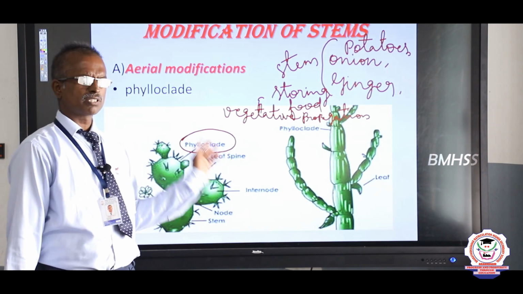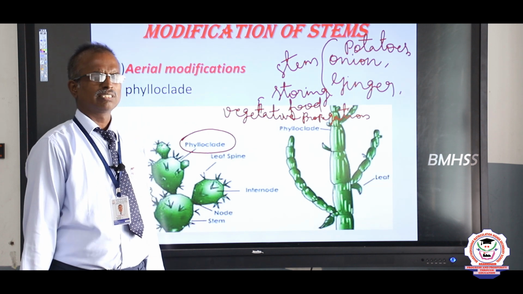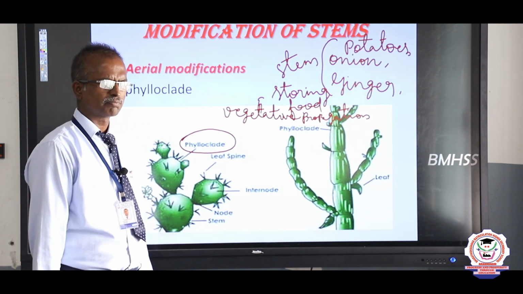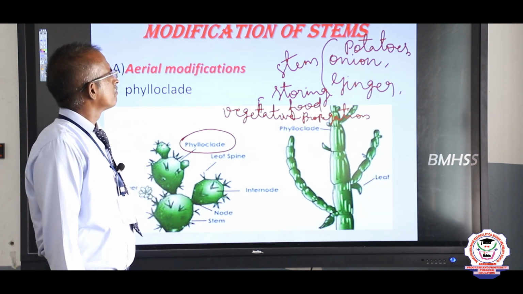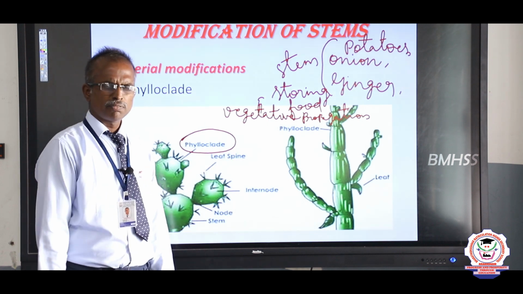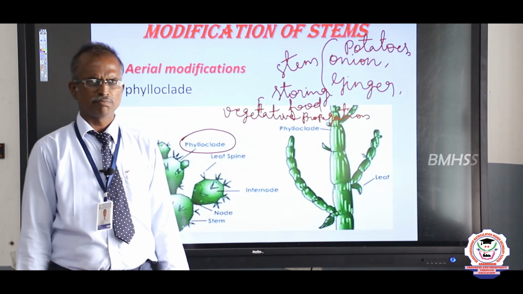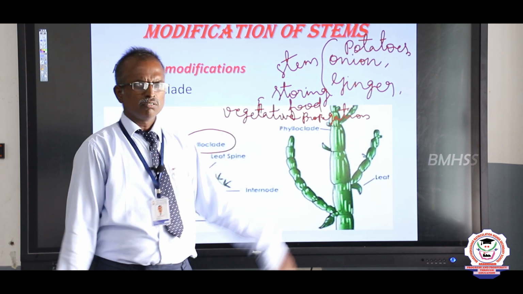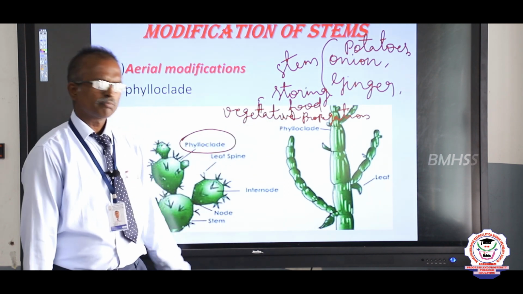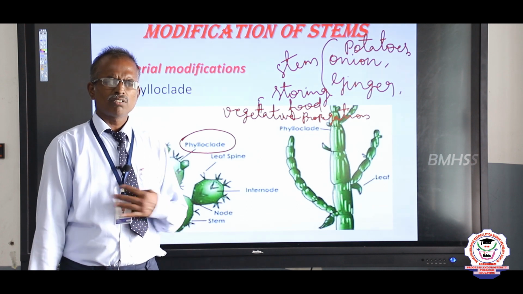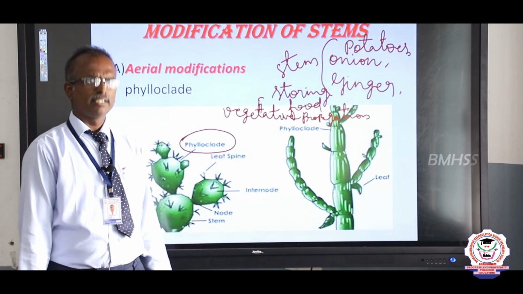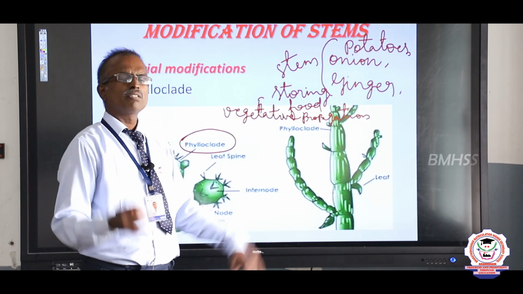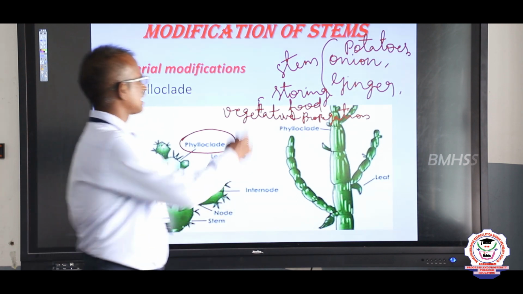Today we are going to see the second part, 7th standard Samacheer, the modification of stem. Before going to the modification of the stem, can you guess potato, onion bulb and ginger? What are these? Yes, we can conclude these are nothing but the stem part.